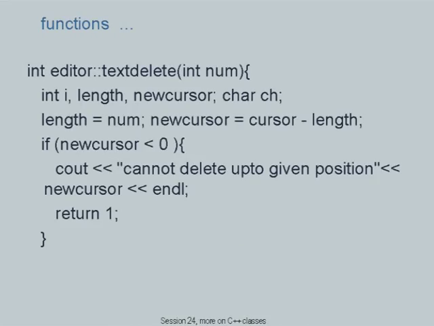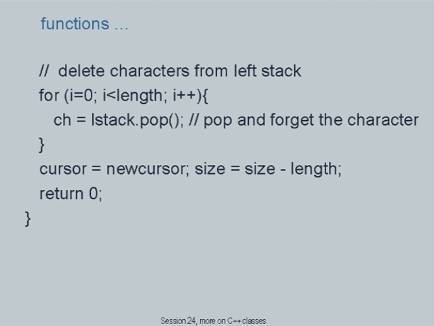So this is the approach that I have taken in this implementation. It says cannot delete up to given position, and without changing anything, I again return 1, which can be used by the return value if I so want it. Having checked for the conditions, I now proceed to actually delete, and the deletion is very simple, because on the left hand side I know how many characters are to be deleted in the left stack, length number of characters. So for I equal to 0 to I less than length, which will execute this iteration length times, I simply pop from L stack.